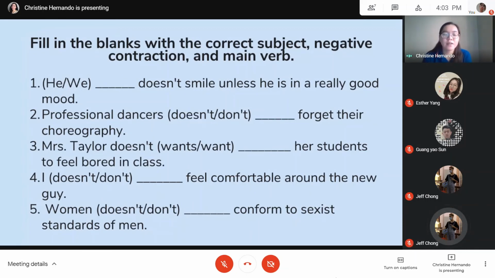Yes, ma'am. In the first item, we have: blank doesn't smile unless he is in a really good mood. Now we have here the pronouns he and we. What pronoun should be used to make the sentence correct? Isaac, are you there? Yes, ma'am. Okay, can you answer the first item? What pronoun should we use? Is it he or we?